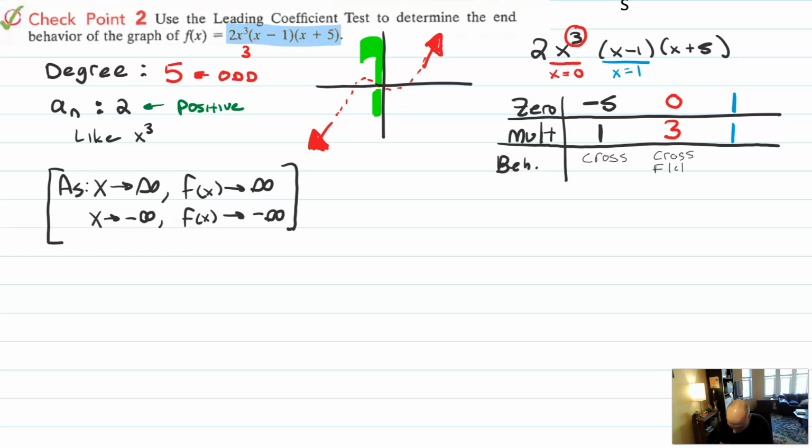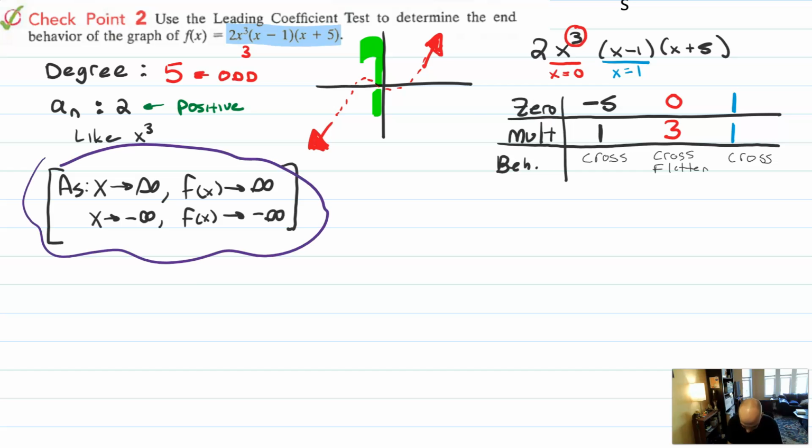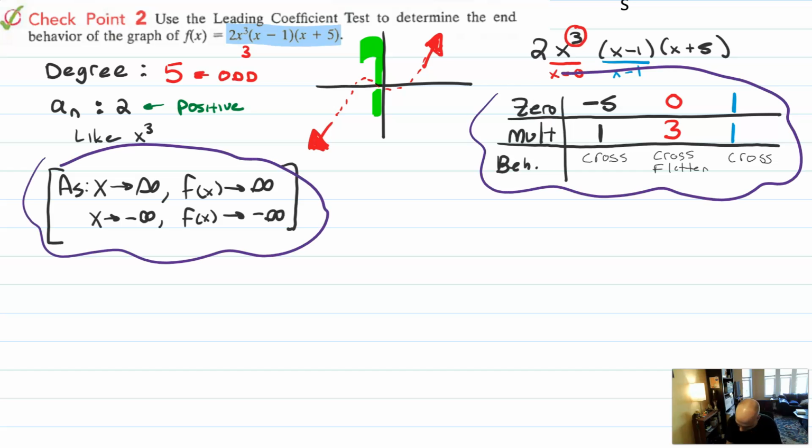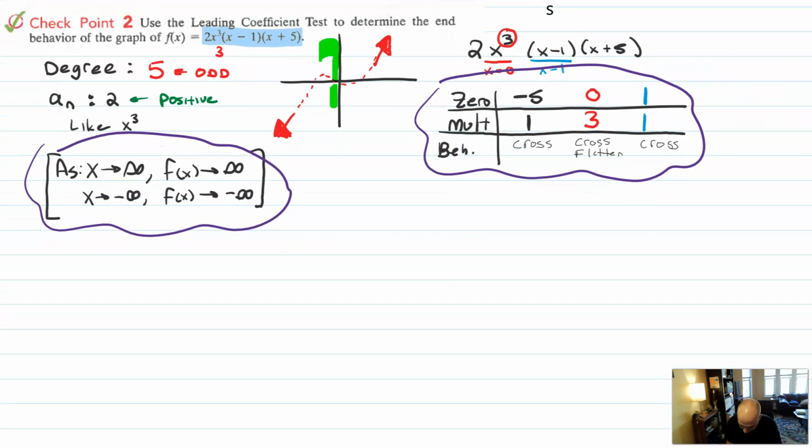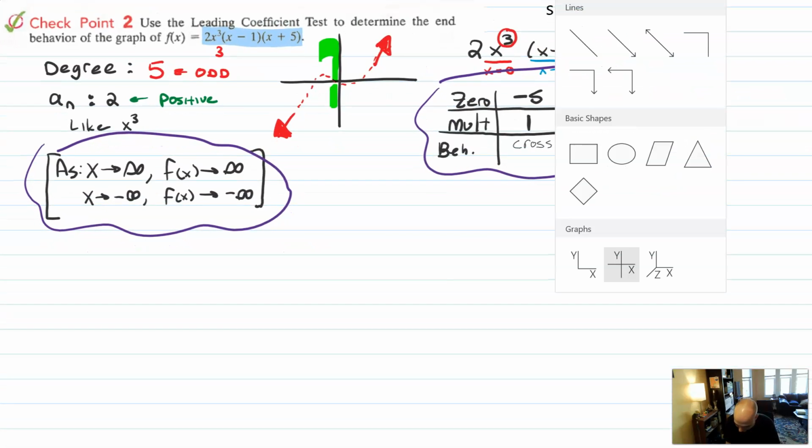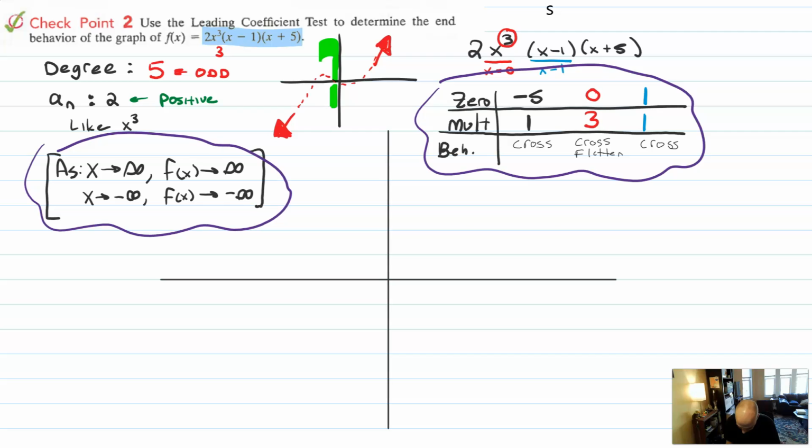The behavior then at each of these is going to cross, and flatten out, and cross again. So I've got my end behavior, I've got my zero chart. That is enough to construct a fairly reasonable sketch of the graph of this polynomial.